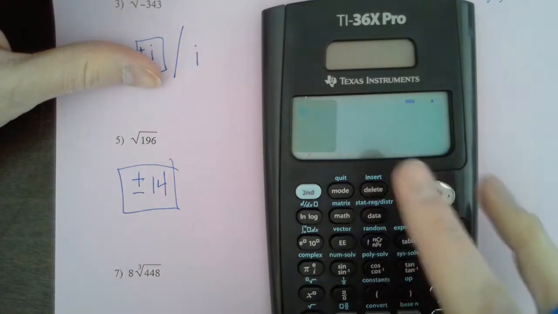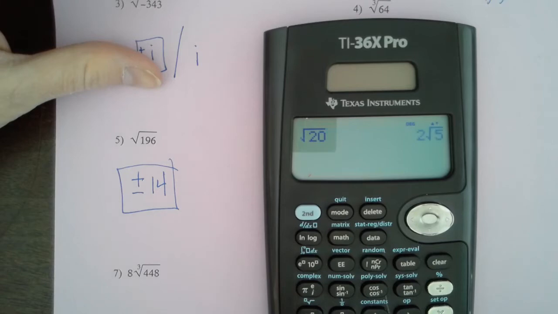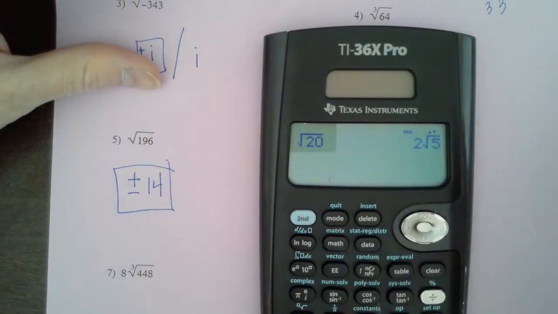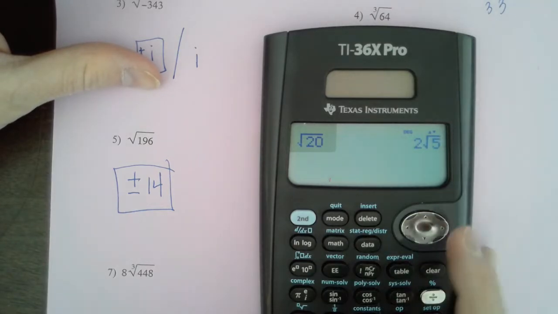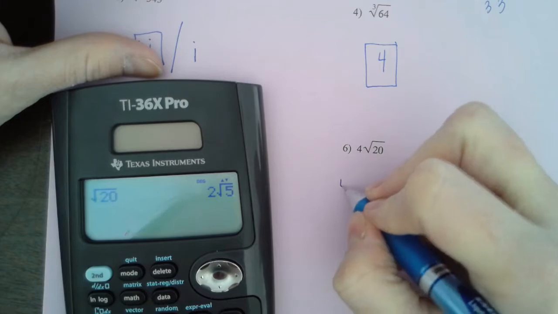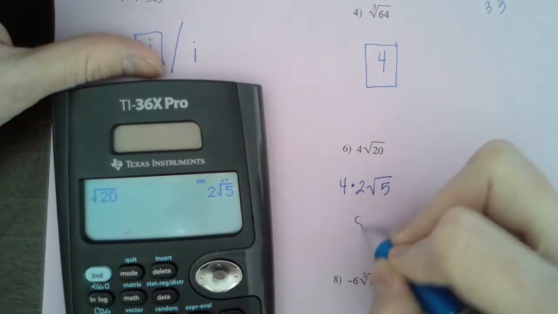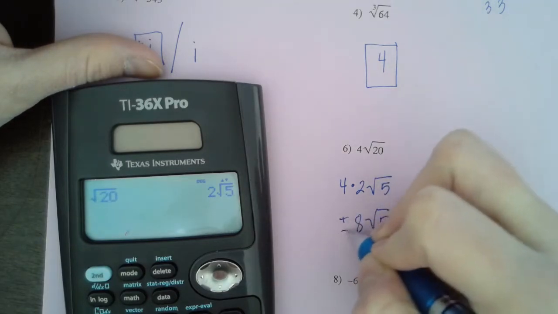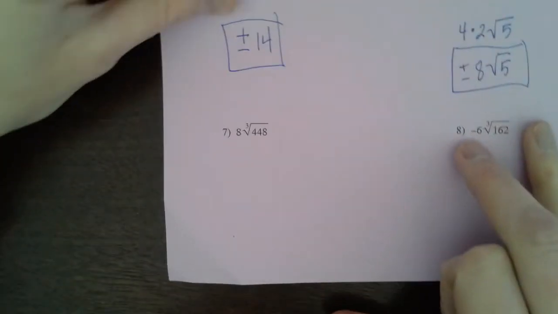Number 6. Now, we have a number in front this time, but that's totally fine. We're going to take the square root of 20 and see what we get. So you have 2 options. You can take the square root of 20, and you can say, oh, well, look, this becomes 2 root 5. So really what we have is 4 times 2 root 5. And 4 times 2 is 8 root 5, but since this was the square root, it's plus or minus 8 root 5.